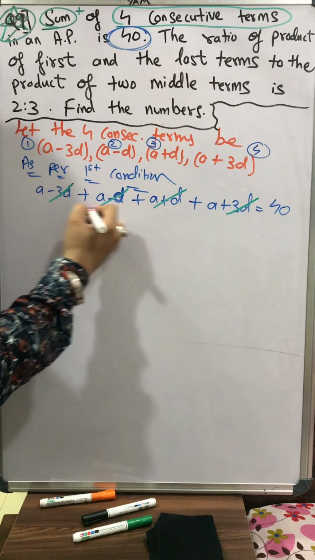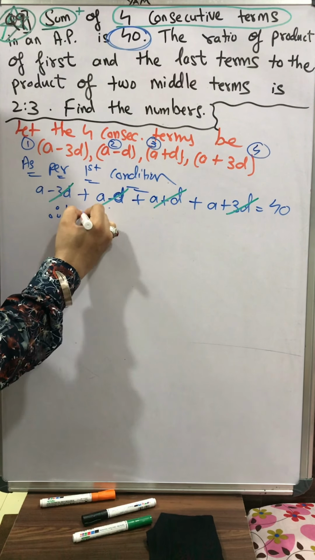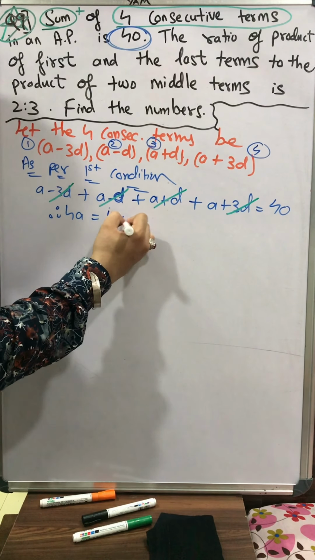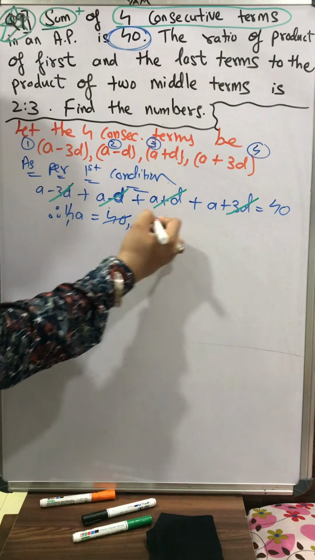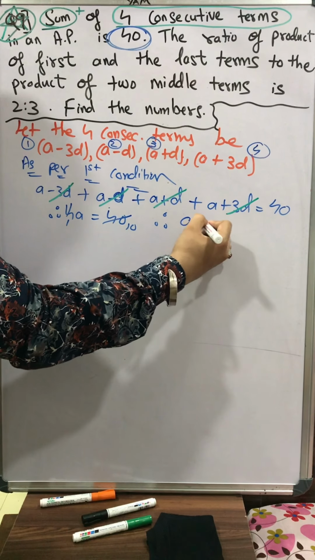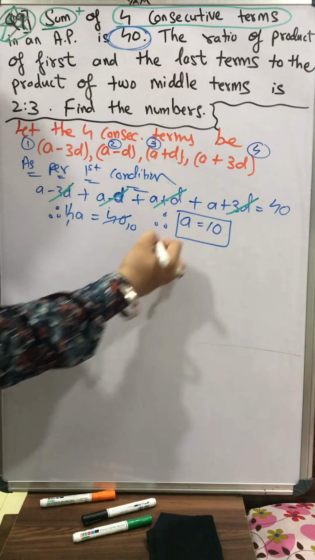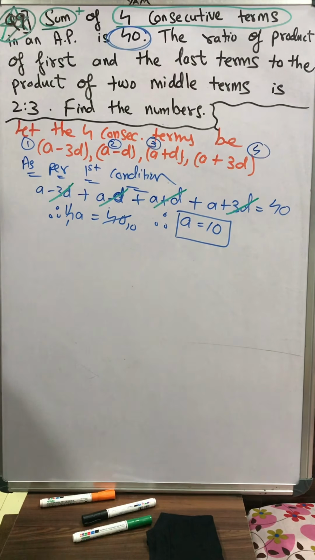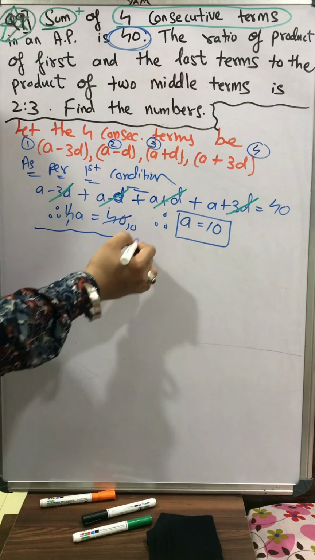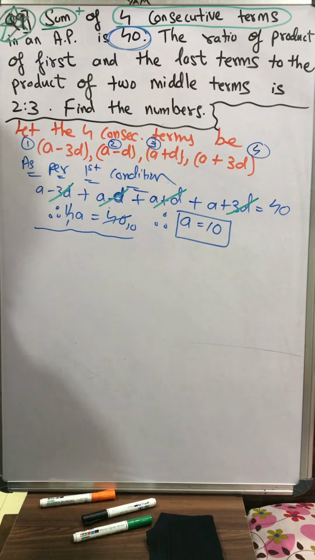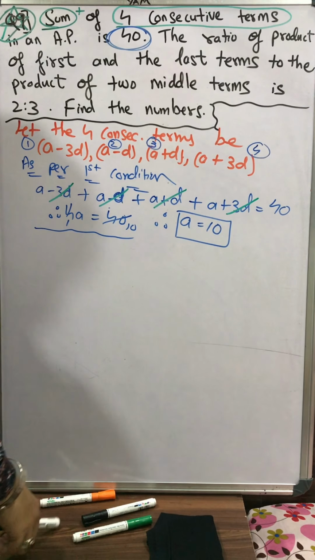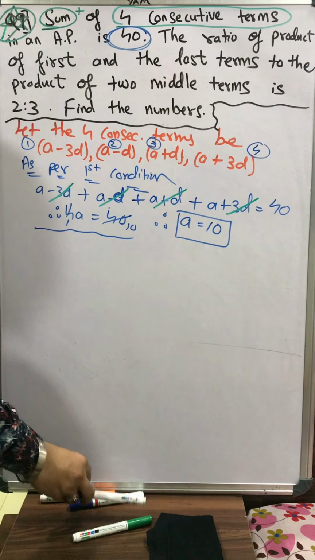So can I say, students, therefore 4a is equal to 40. 4 ones are 4, 4 tens are 40, therefore a is equal to 10. That's it. We got the answer, students. Yes, we got the answer that the value of a is 10. Great. Now let's move on to our second condition, students.